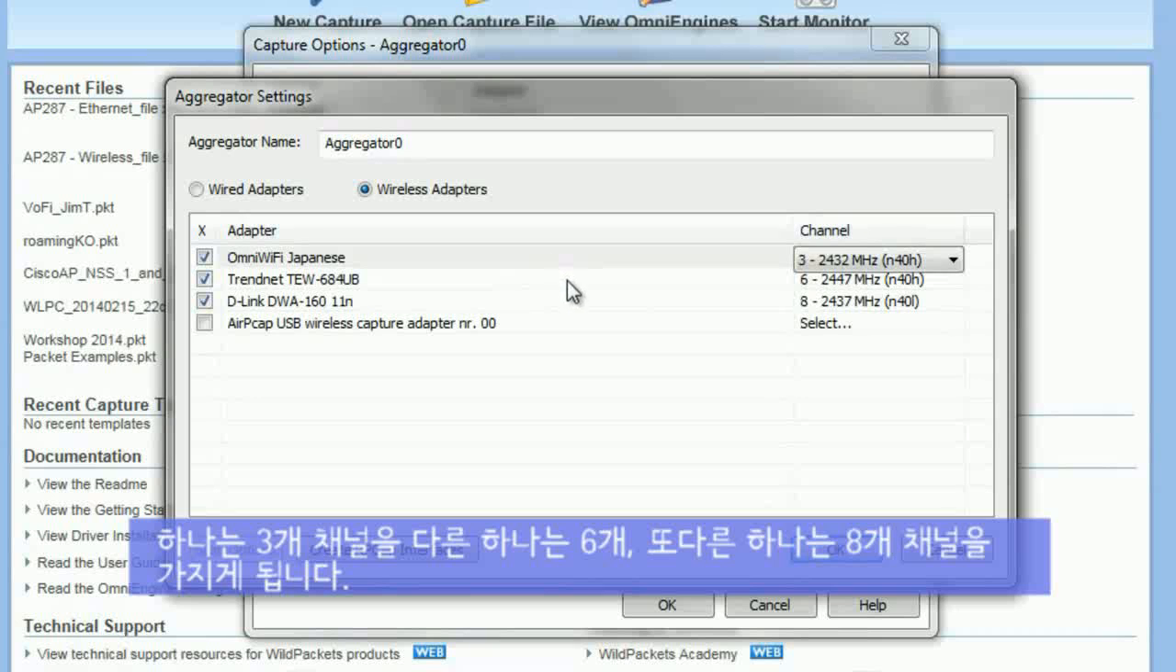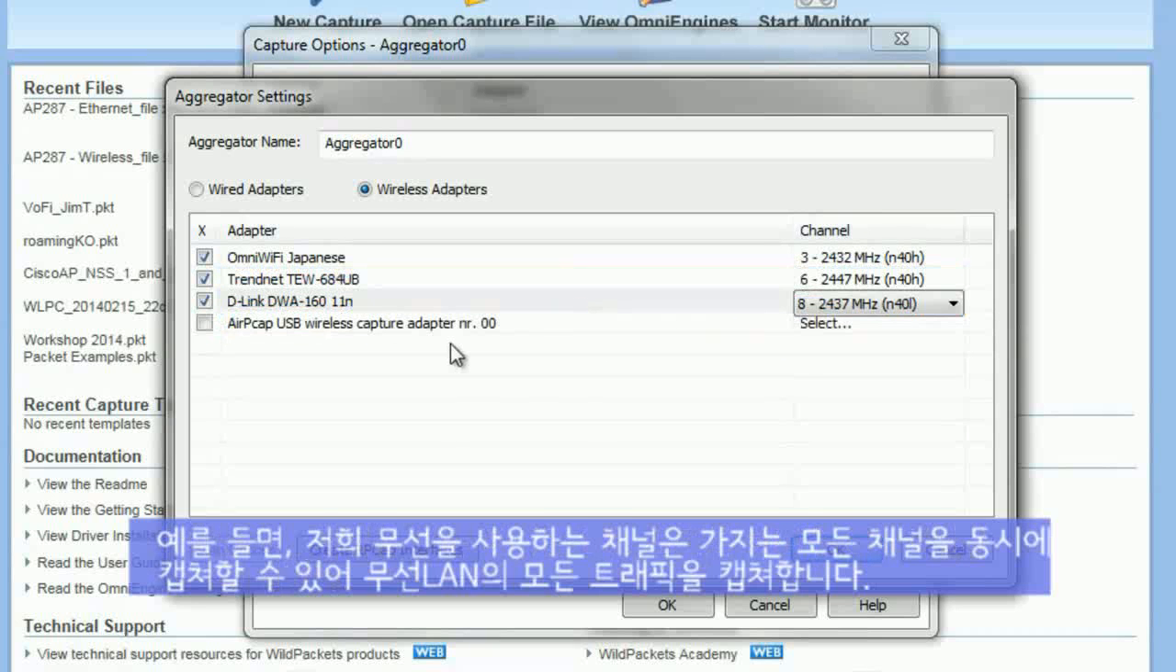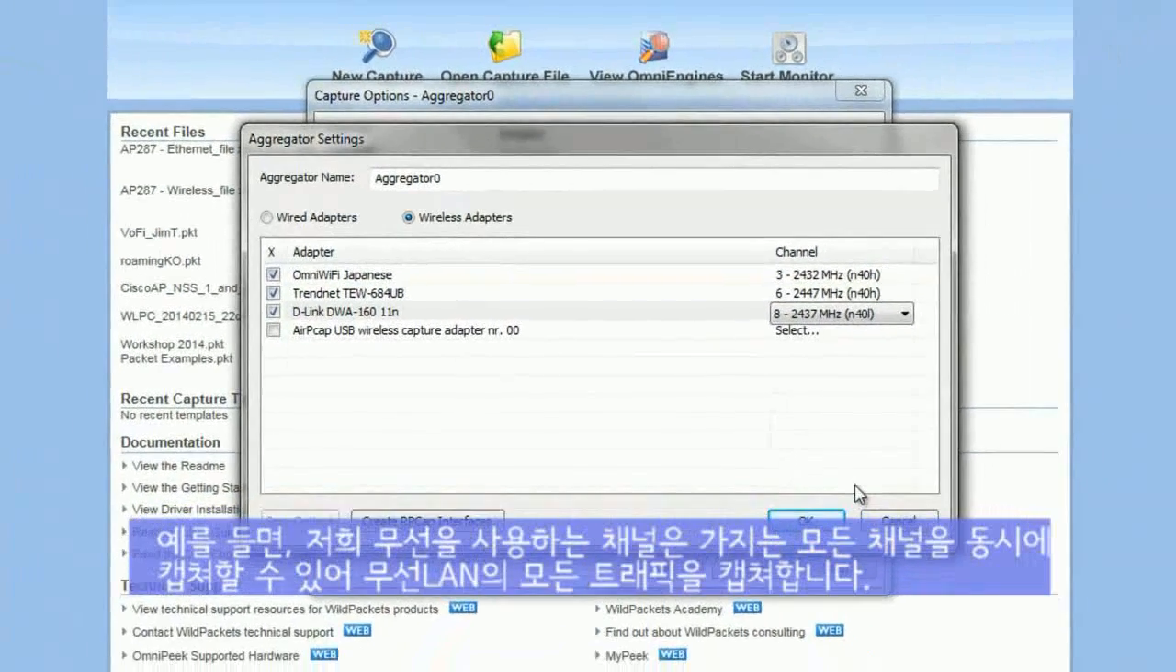So we can have one set to channel 3, one to 6, one to 8, for example, which are the channels we use here for our wireless LAN, and we can capture on all 3 channels simultaneously so that we capture all of the traffic on the wireless LAN.